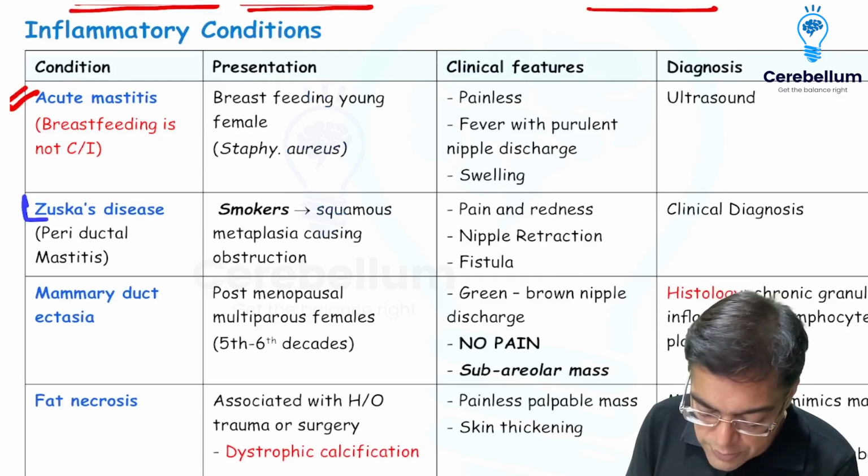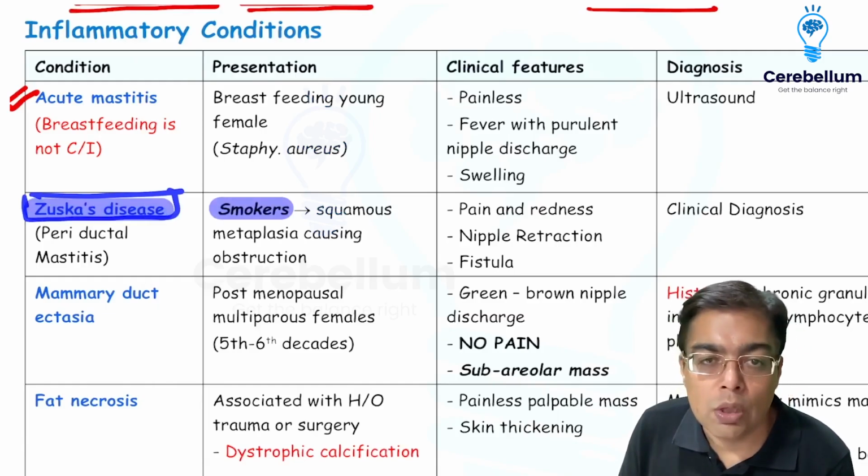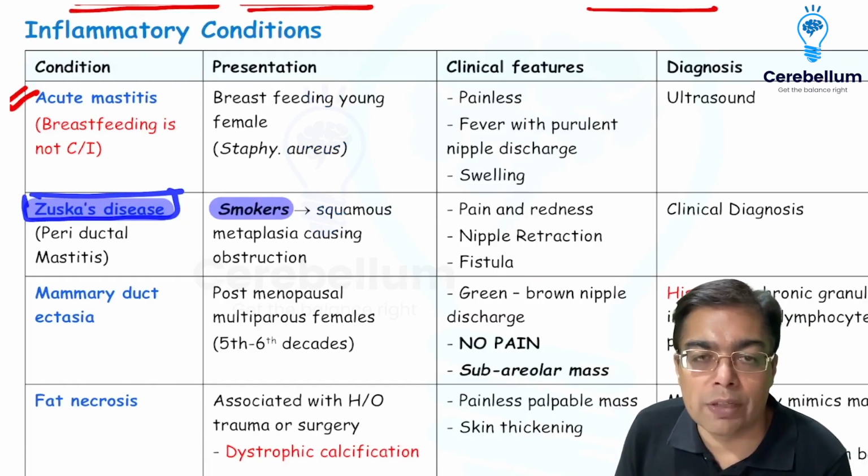If you're talking about Zuska's disease, which is given the name of periductal mastitis, this would be an example of a condition that is more commonly seen in case of females who happen to smoke. And this is going to be associated with development of a retraction of the nipple.